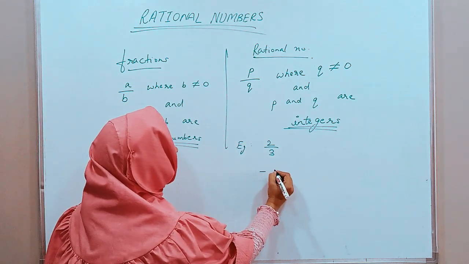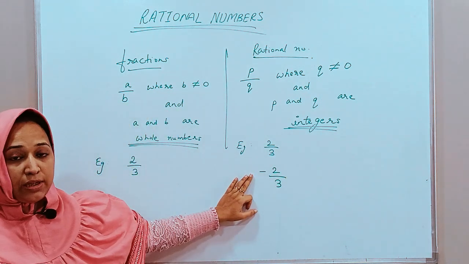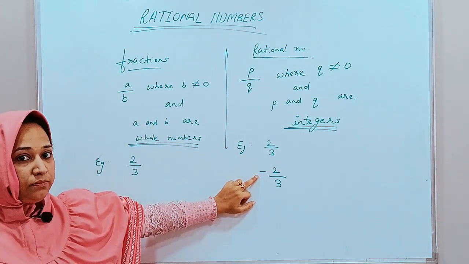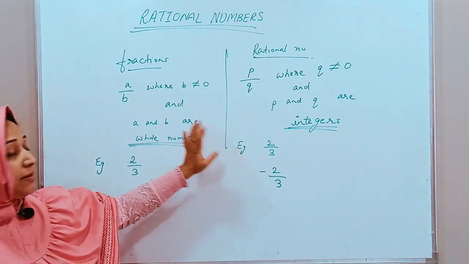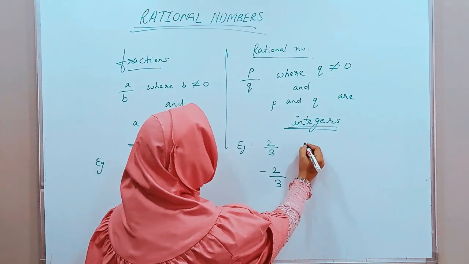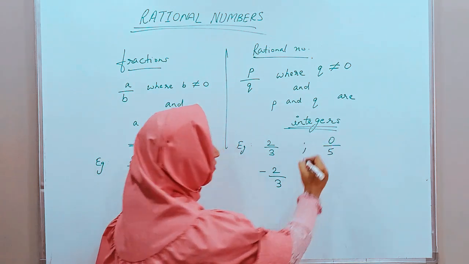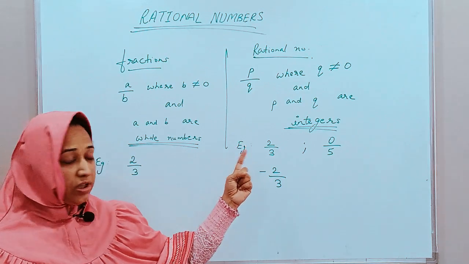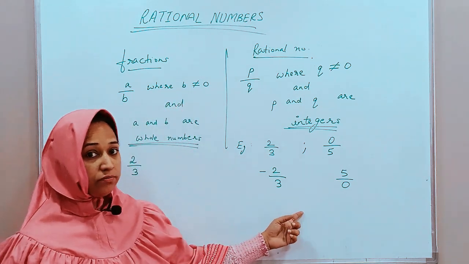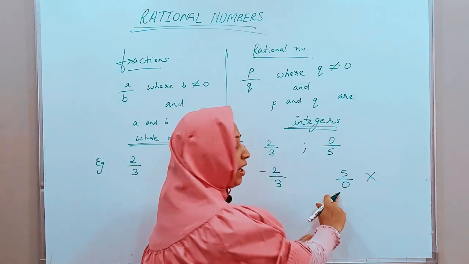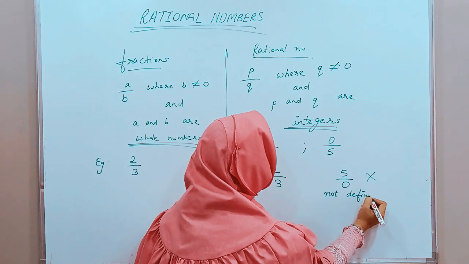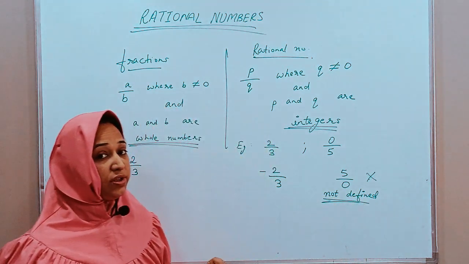Another example, we can say minus 2 upon 3. Now minus 2 is an integer. If I say minus 2 upon 3 is a fraction, is minus 2 a whole number? No. So we cannot say that it is a fraction, but it is a rational number. Take another example, 0 upon 5. So 0 upon 5 is a rational number. Now what if I say 5 upon 0? Is this a rational number? No. Generally, if we have a 0 in the denominator, it is not defined. So we do not include it in a rational number or in a fraction as well.